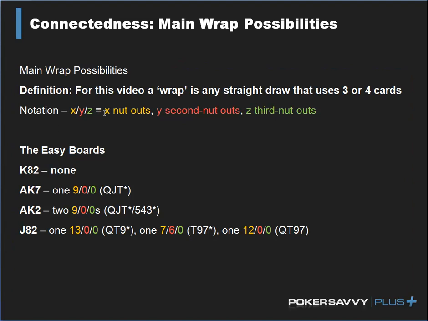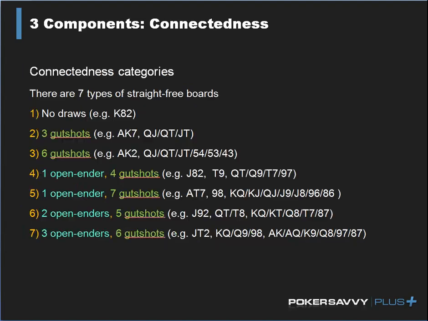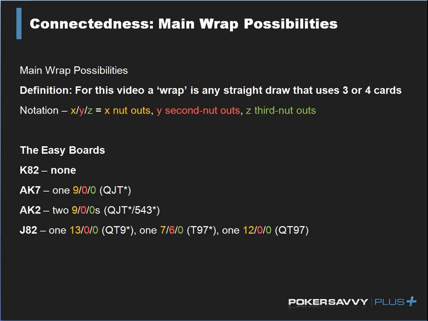Notation equals XYZ: X nut outs, Y second nut outs, and Z third nut outs. I used this in the fourth equity video with the 1300 example. So we're going to look back at these different 7 categories and at what wrap possibilities exist on these boards. 4 of them are pretty easy, and they're listed here in this category, the easy boards.